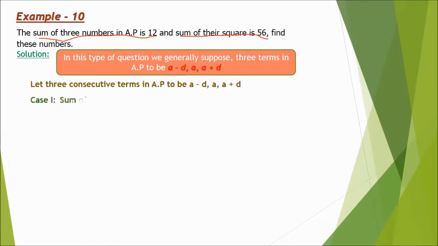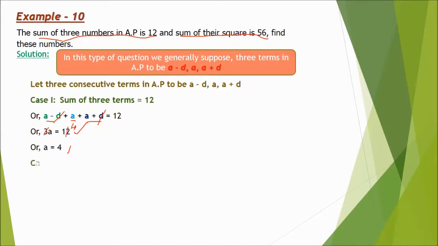Case 1, the sum of the terms is equal to 12, as you saw in the previous slide. You can see a minus d, a, and a plus d is equal to 12. We can cancel d and d, that is 3a is equal to 12, and the value of a is 4. 3 times 4 is 12. Now the value of a is 4. We have found the value of a like in the previous question.